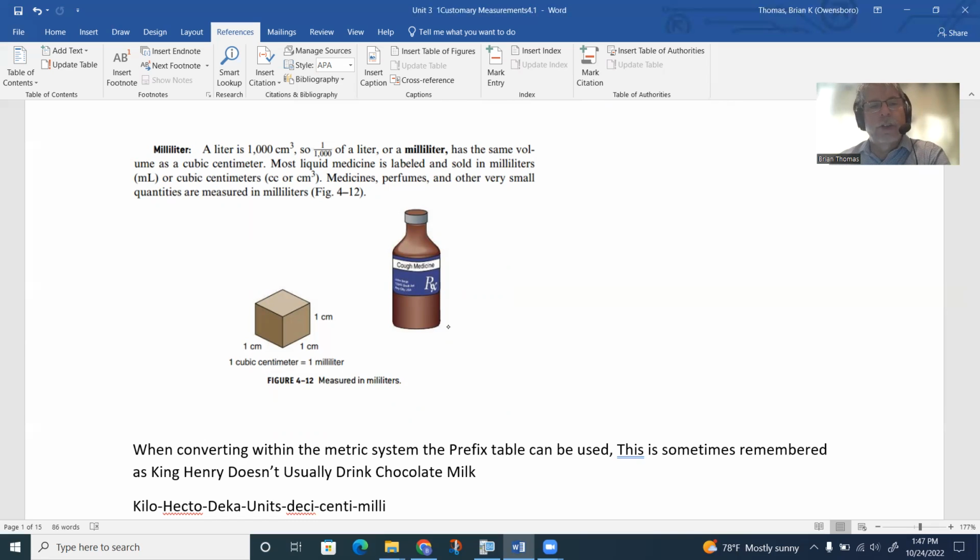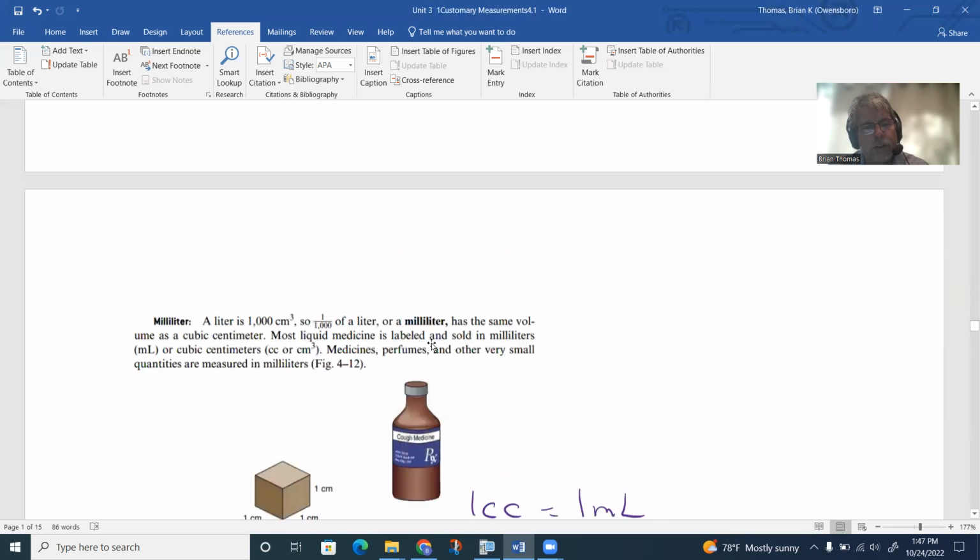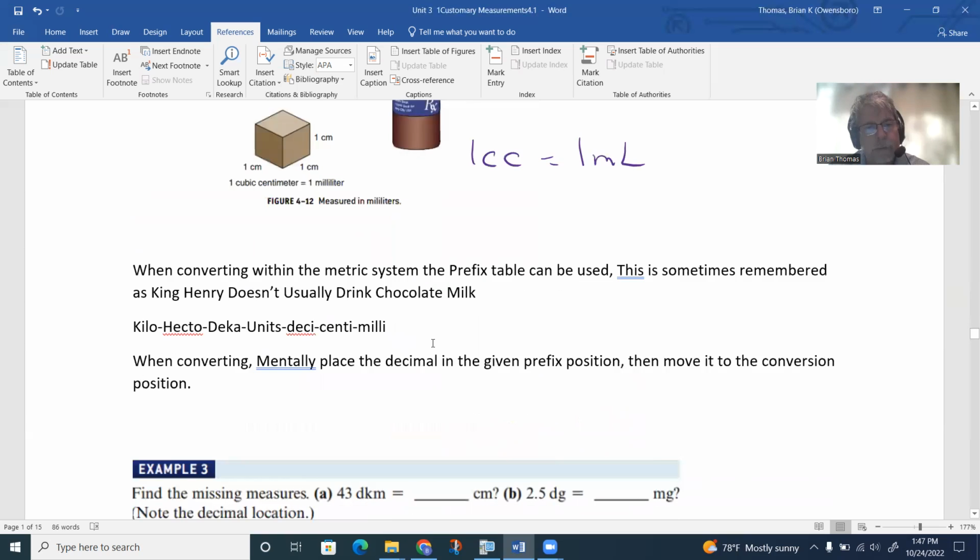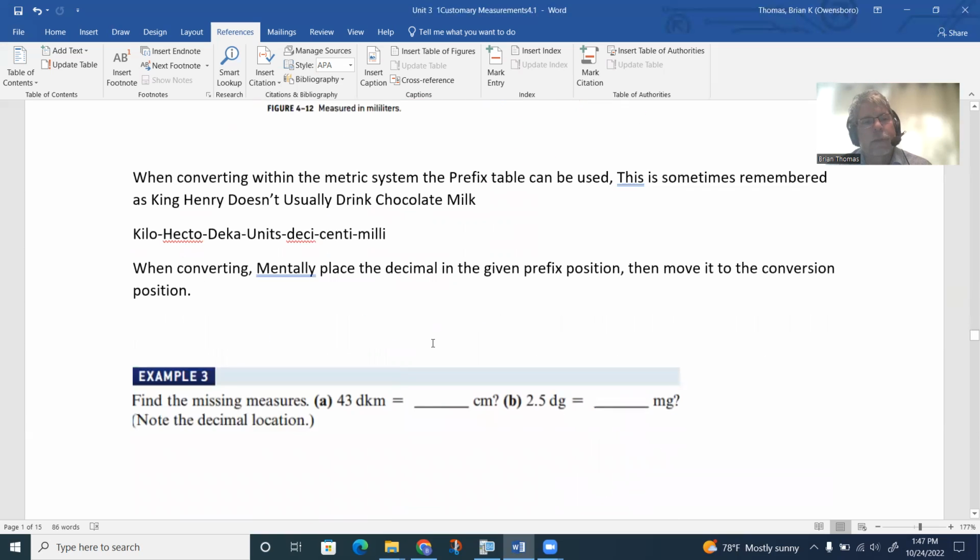Something else they bring out here is cubic centimeters. If you see the CC, that stands for cubic centimeter. That's the same thing as 1 milliliter. So 1 cc is also the same thing as 1 milliliter. Those are related together. So when it comes to liquids, mostly just liter and milliliter is about all you will see. Now, when it comes to converting within the metric system, the prefix table can be used.